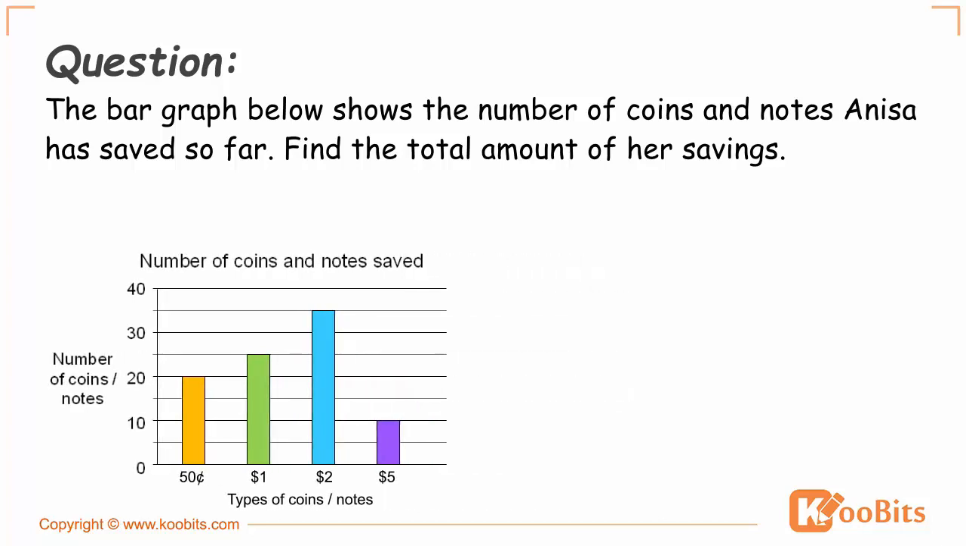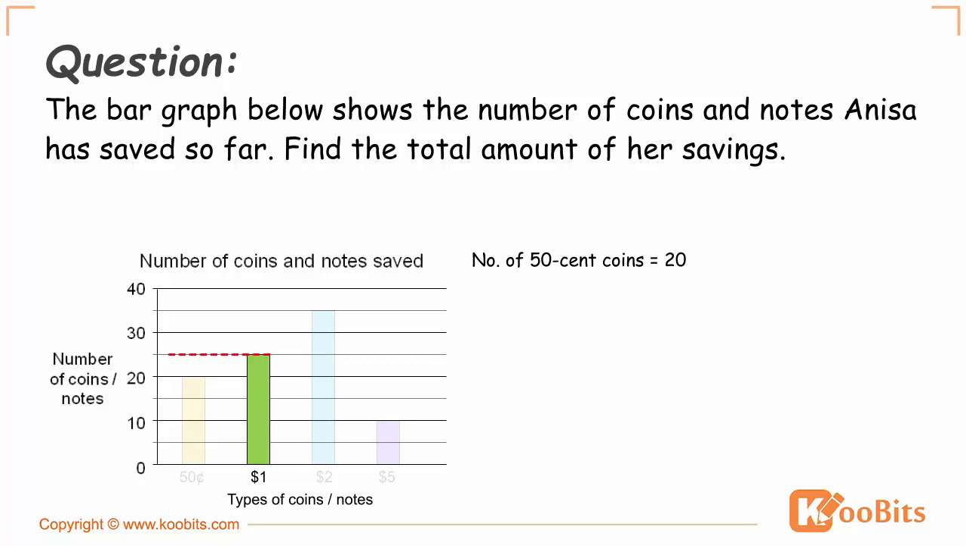First, let's look at the bar representing the number of 50-cent coins. How many 50-cent coins are there? Yes, there are 20 50-cent coins. Now, let's look at the bar representing the number of $1 coins. What is the number of $1 coins?